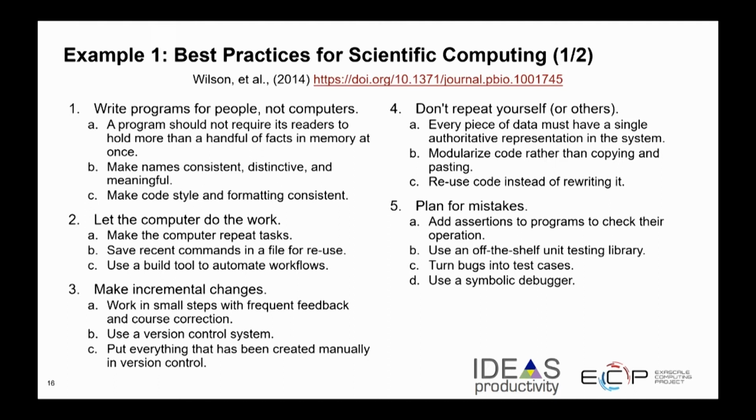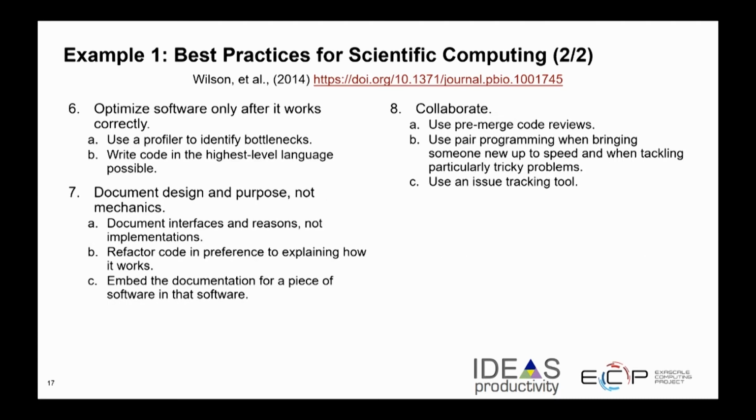Don't repeat yourself. Plan for mistakes. So add checks to your programs, assertions where you know certain things should be true, especially if you can test them with minimal cost, so you're not making your program run longer, such as conservation rules and things like that. Use unit testing, and when you get bugs, you can turn them into test cases so they don't recur in your software. Learn how to use a debugger. Optimize your software only after it works correctly. So first, get it working, then worry about how it performs.